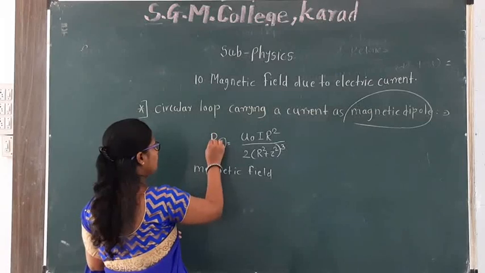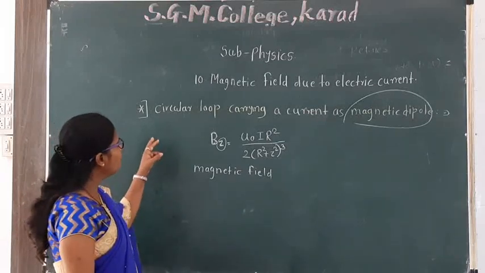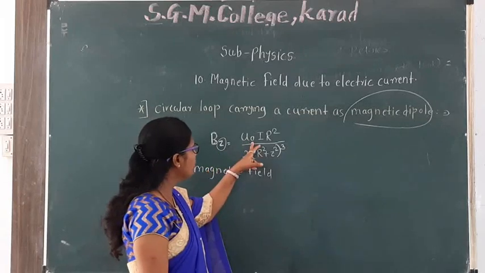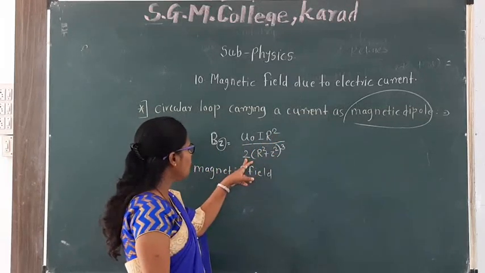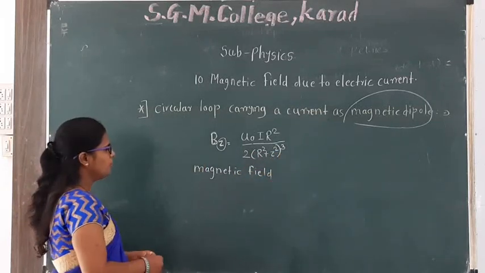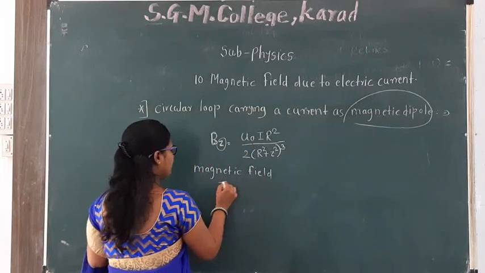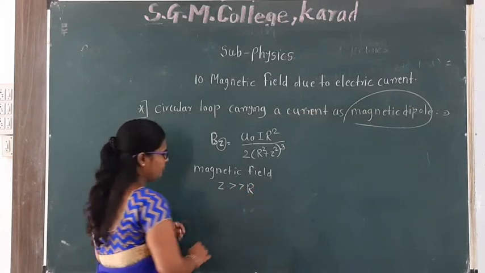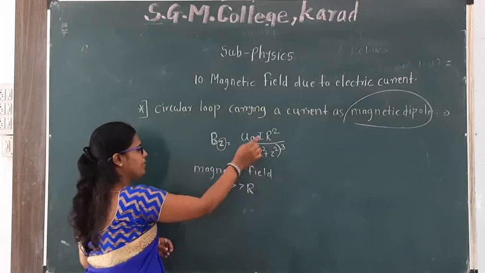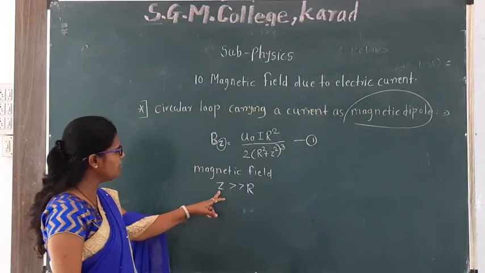Now this equation is the axial field of the current carrying circular loop: Bz is equal to mu 0 I r square upon 2 (r square plus z square) to the power 3 by 2. Now, at a larger distance, z is much greater than r. If z is much greater than r, this r can be neglected in the equation, and only the z component remains.